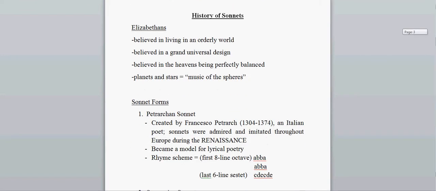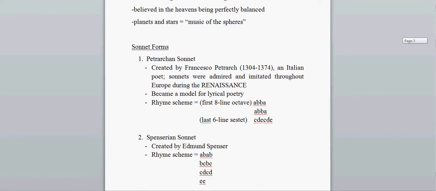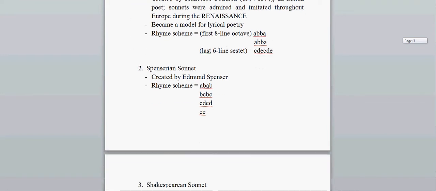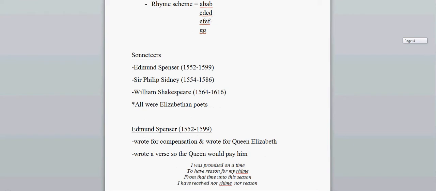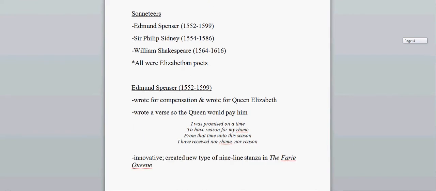I further scrolled down to the history of sonnets. We talked about the Elizabethan period and sonnet forms, which are the Petrarchan sonnet, Spenserian sonnet, and Shakespearean sonnet, as well as their rhyme schemes. And then we also talked about the different sonneteers. I talked about their works.